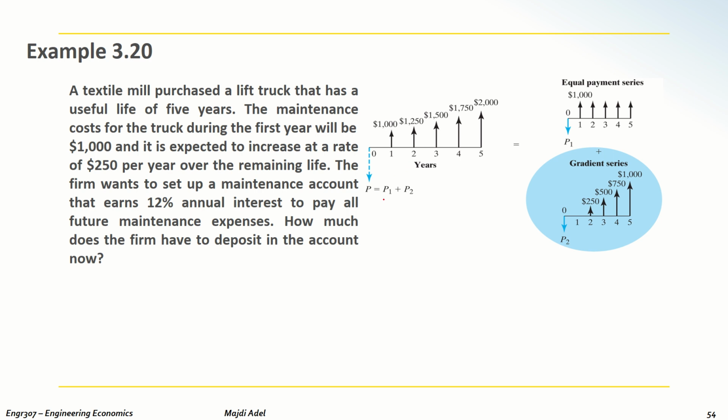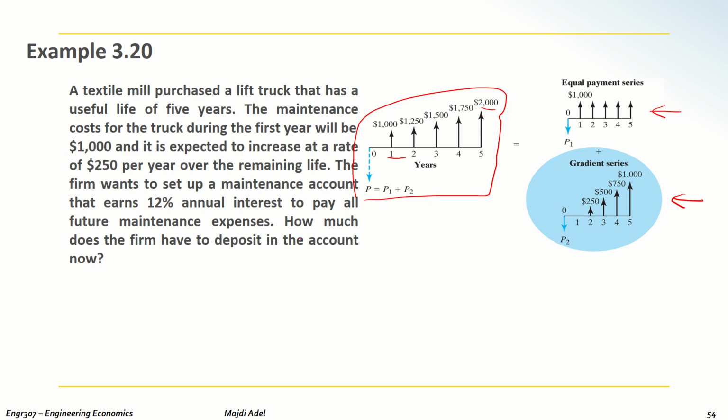So in the cash flow diagram for our question, as you can see, the first year is going to be 1000, it's going to increase by $250 in the second year, 1250, it's going to increase by another 250, it's going to be 1500 in the fourth year, another 250 in the fifth year, another 250, it's going to be $2000.